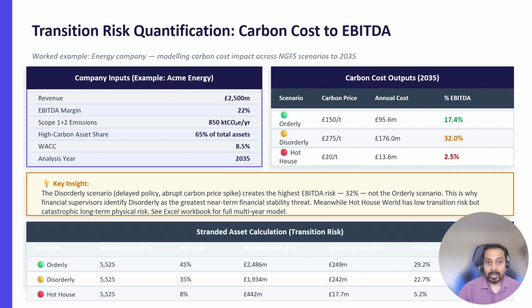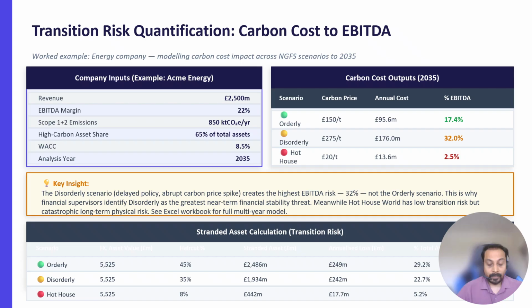combined with 30% abatement, which produces a carbon cost of 95.6 million per year. That's 70.4% of EBITDA, which is significant but manageable with planning time.